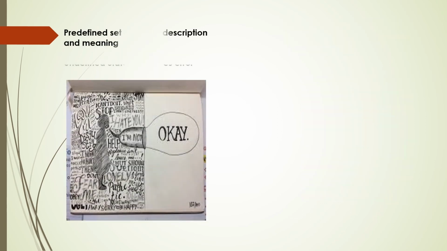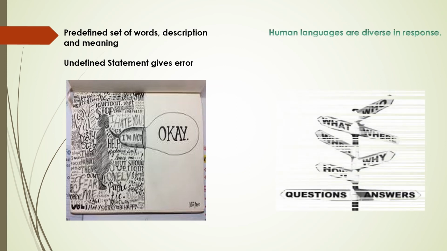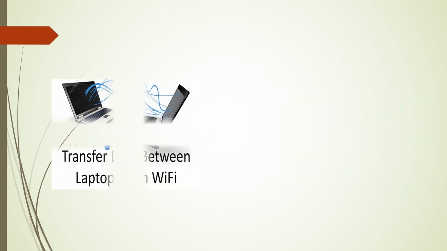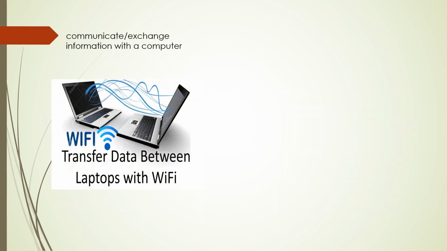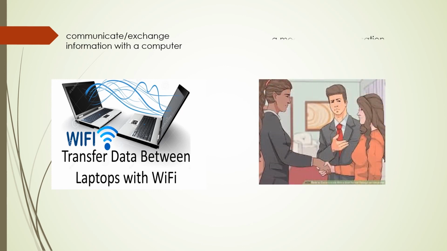All computer programming languages have a predefined set of words, descriptions, and meanings. Hence, for any statement written that is not defined, the computer automatically gives you an error, whereas human languages are diverse in response to each and every question, however meaningless it may sound. Computer languages are mainly invented in order to communicate or exchange information with computers, whereas human languages act as a means of communication between human beings.